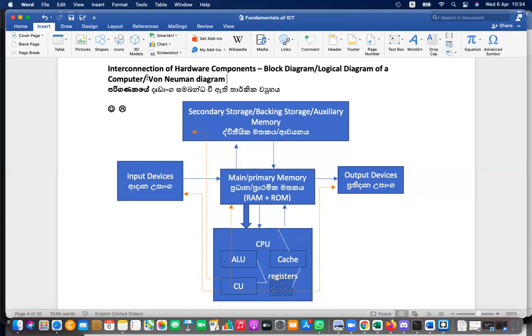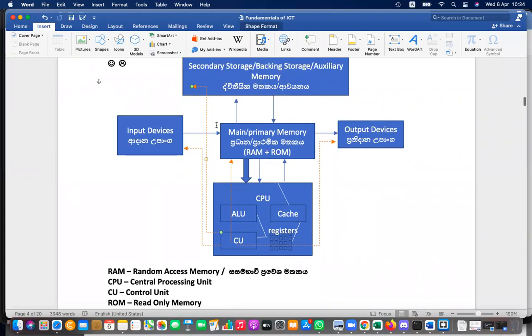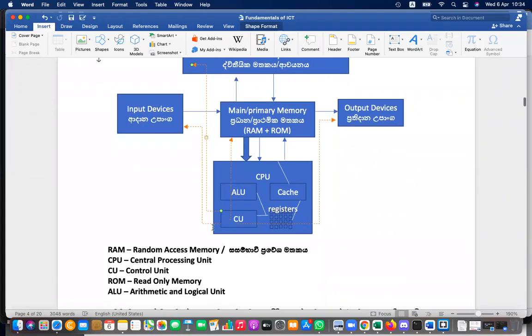This person is von Neumann. He has suggested a typical computer should have these components: input, a way of memorizing, a way of processing, a way of output, a way of storing. And inside the CPU, you have the CU, that is the traffic police. It will give control signals to every other component.